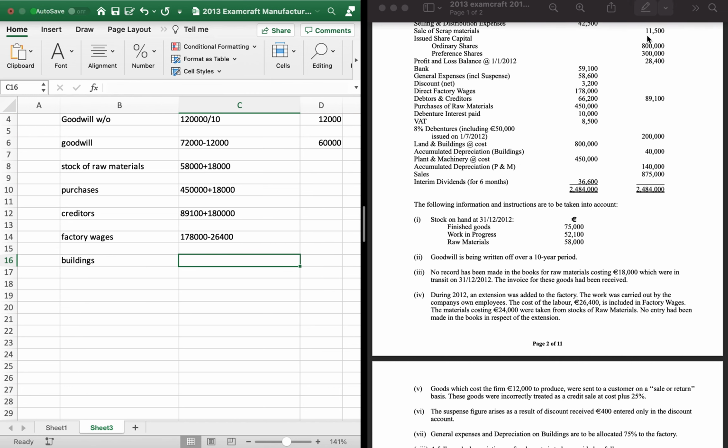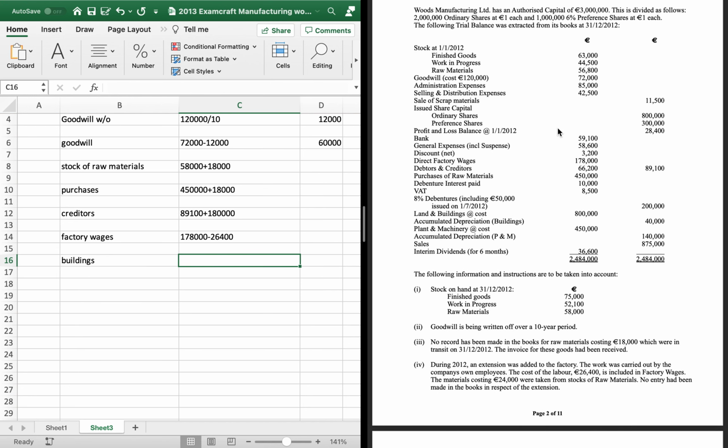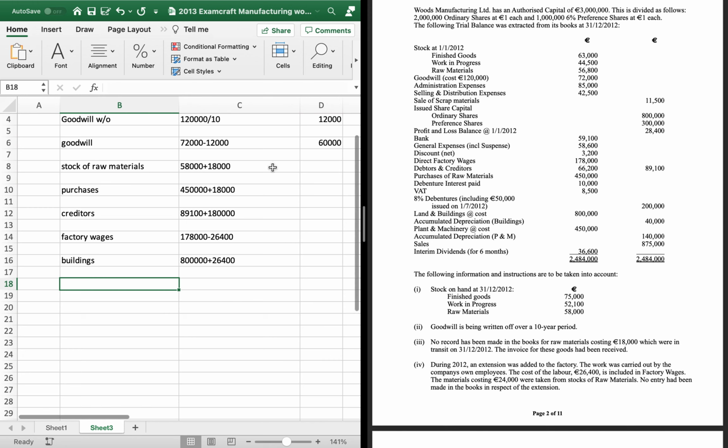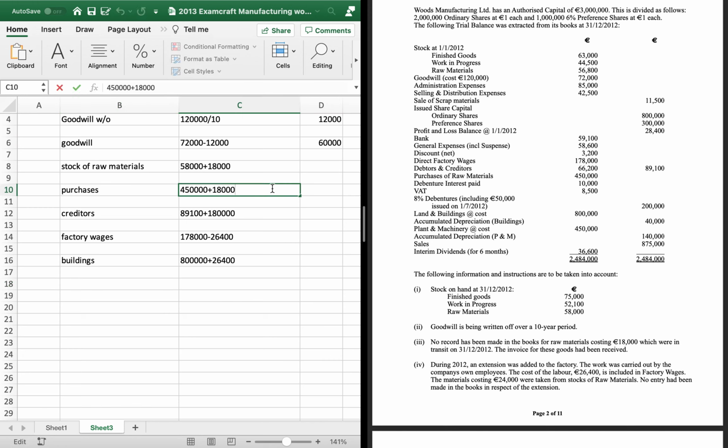So land and buildings cost 800,000. We're going to add in that 26.4. Alright, we're going to take out the materials then, so that's purchases of raw materials. That has to get taken away, 24,000. And we're going to add that into buildings.